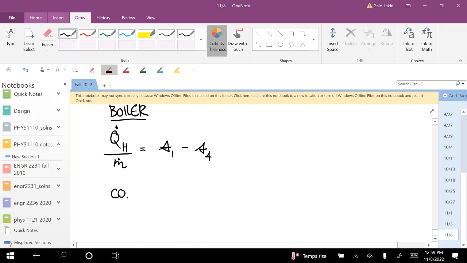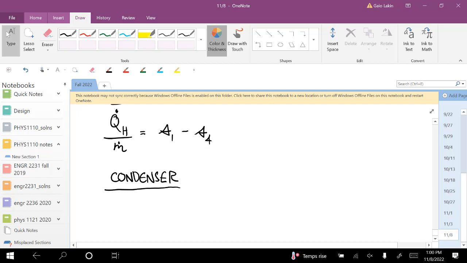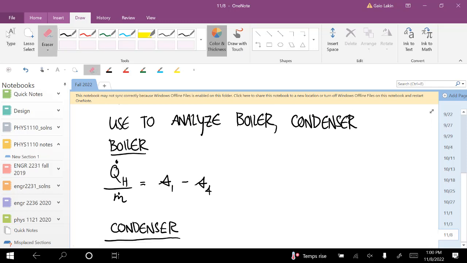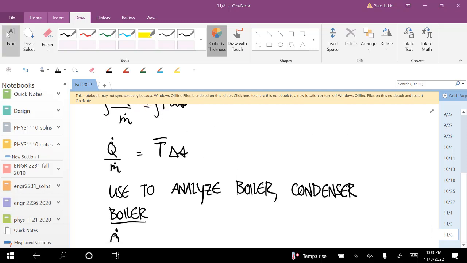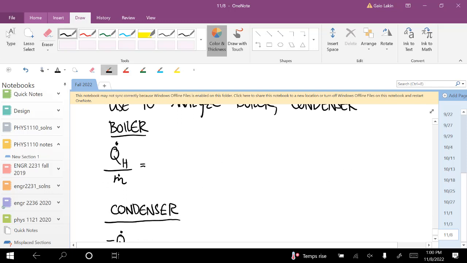And now let's think about the condenser. So in this case, in the condenser, heat's coming out, right? So we need to use that negative sign. So we have negative Q sub C dot over m dot is equal to, oh, I messed this up, sorry. So we're just using this equation here, right? So this Q dot at the boiler over m dot is equal to the average temperature at the boiler times the quantity s1 minus s4.